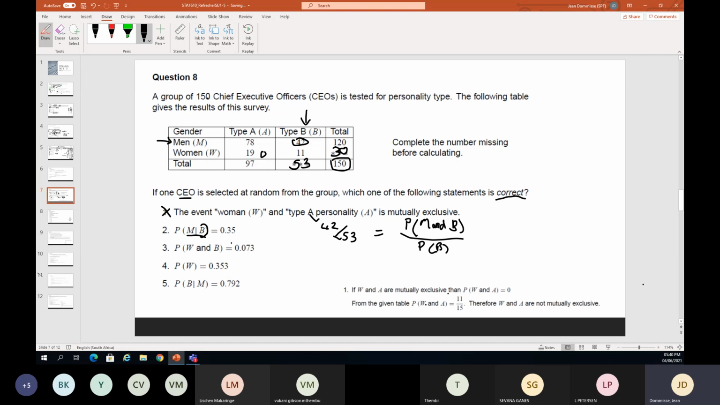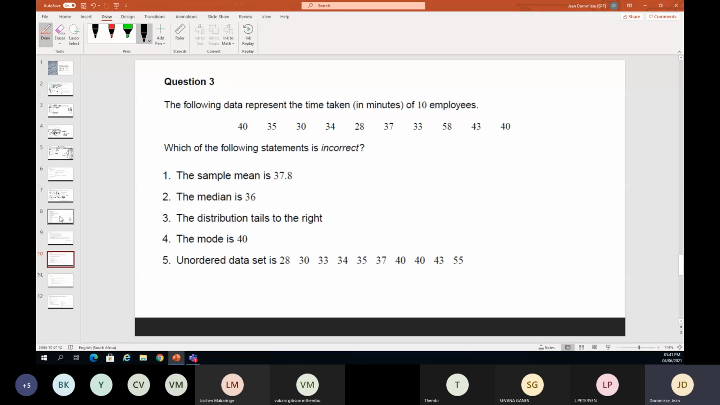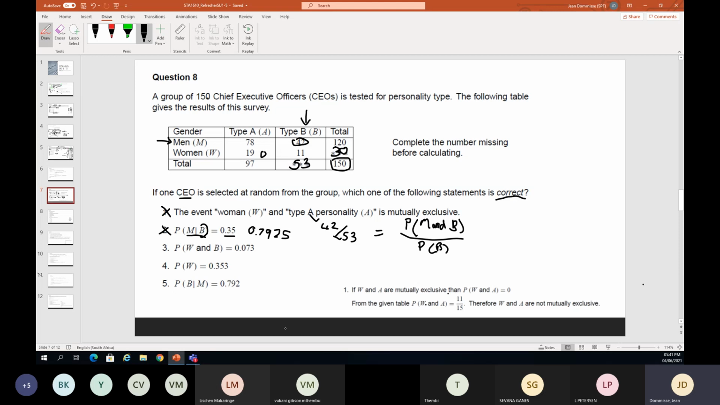Okay, so that would also be incorrect, because it must be somewhere in the 80s. So it is 42 divided by 53, which is 0.7925. Just want to check if I had the answer set somewhere. No, I didn't. I'll copy that in at a later stage for you guys.